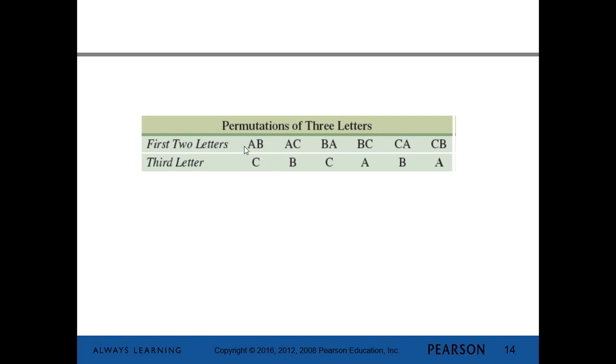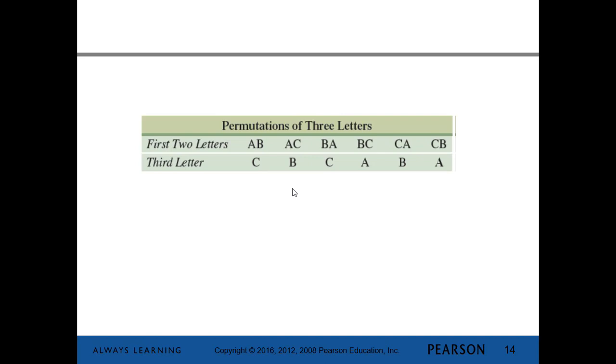Then you can rotate the first one. So then you can have B, C, A, or B, A, C. And then you can rotate again and have C in the first position. And then you have C, A, B, or C, B, A. Okay, so those will give you the 6 outcomes.